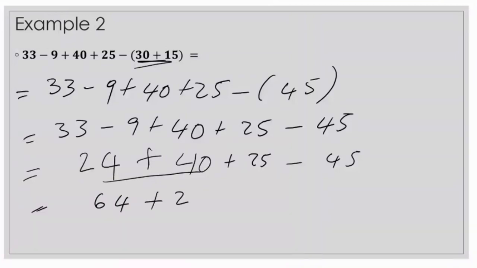You will forgive me, guys, if I make a mistake with some numbers. I'm not a number person. I work with variables most of the time. Then you've got 64 plus 25, which is going to be 89, minus 45, which implies that this is going to be 89 minus 45.